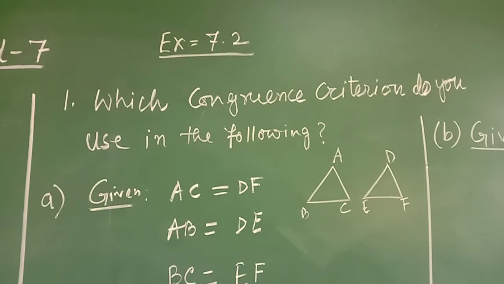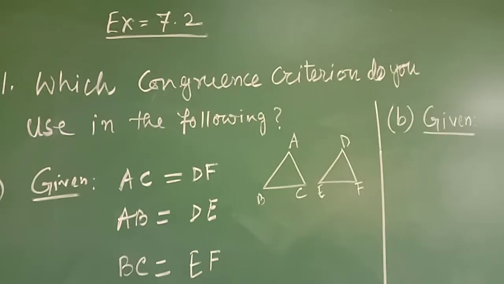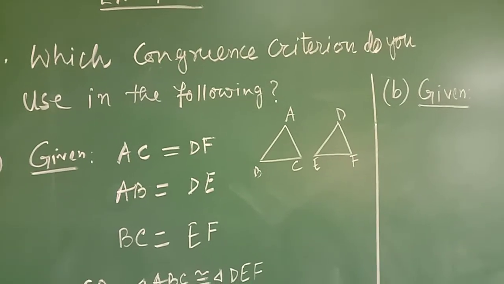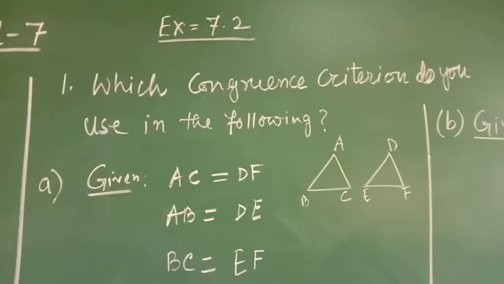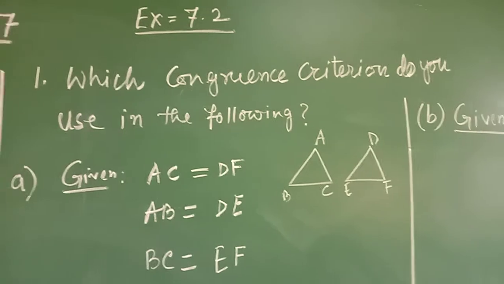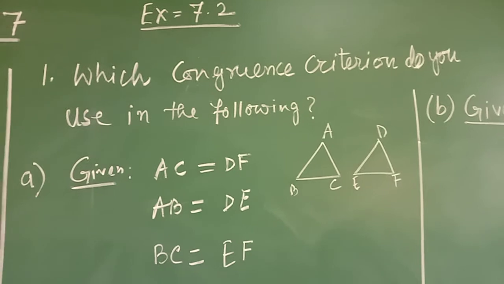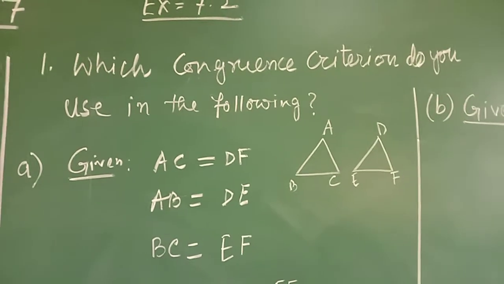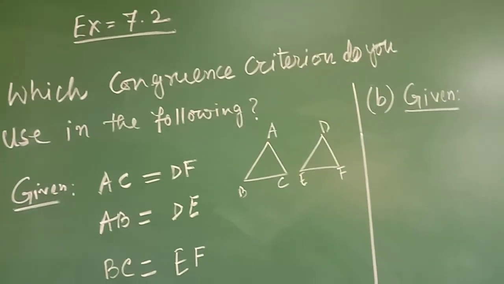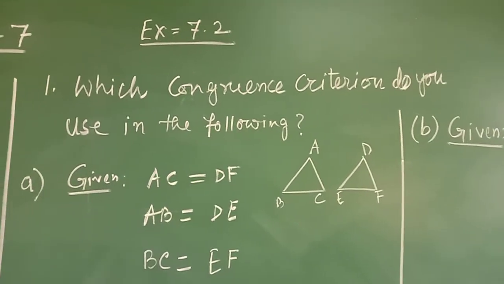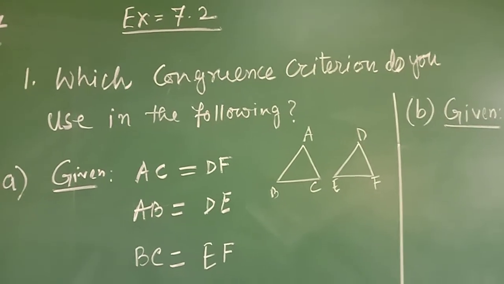Today we will start exercise 7.2, the questions on congruence criteria. We have already discussed the criteria of congruency. 4 criteria we have already discussed: side, side, side; side, angle, side; angle, side, angle; and right angle, hypotenuse, and one side. These 4 criteria we will use now in our maths. Question number 1. Which congruence criteria do you use in the following? Here you have to write the congruence criteria only. Understood? You have to write the criterion only.